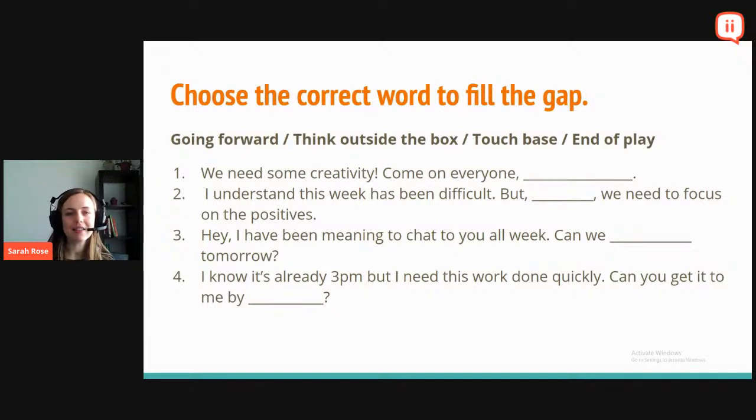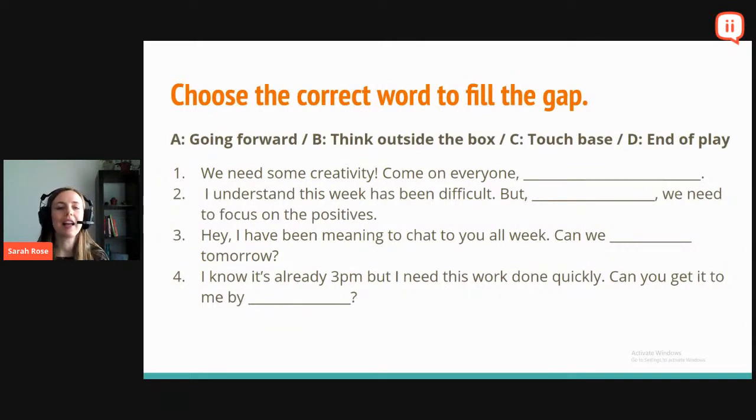Well, these are some business idioms. Okay, on this one, I've got the letters. This is easier, isn't it? So you can match the letters to the numbers. So the idioms are, what do you think these mean? Going forward, think outside the box, touch base, end of play. What do you think each of those idioms means? We're going to go through the meaning, but first I'm going to read the sentences.